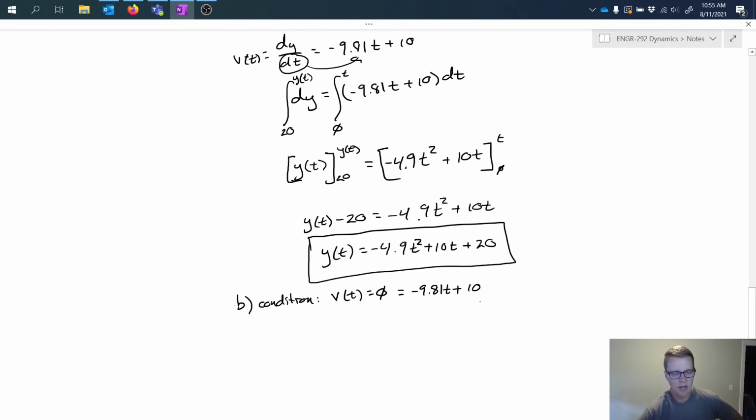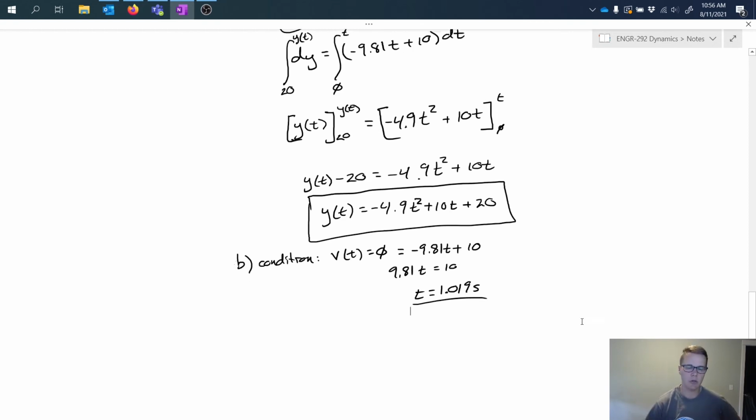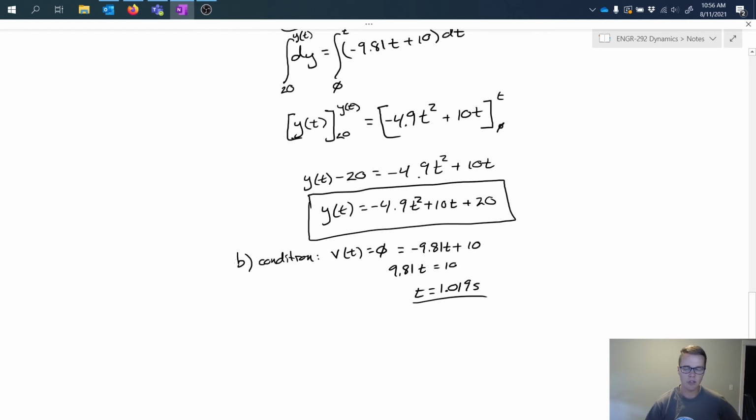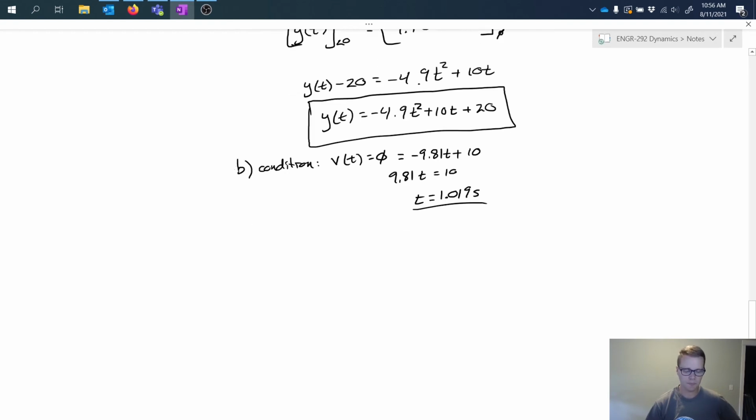And this expression now has only one variable in it, and that's t. So we can use this expression. We'll add the 9.81t over to the left-hand side. So we get 9.81t equals 10. Divide the 9.81 across, and we get t equals 1.019 seconds. So we know when the velocity of the ball will go to 0. It'll go to 0 just over 1 second after we throw it.